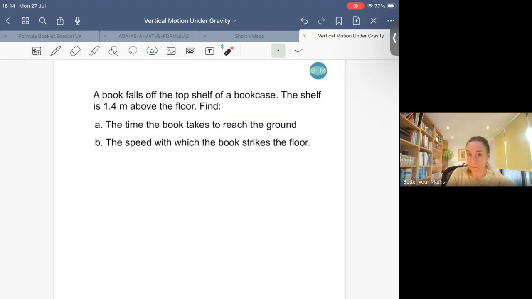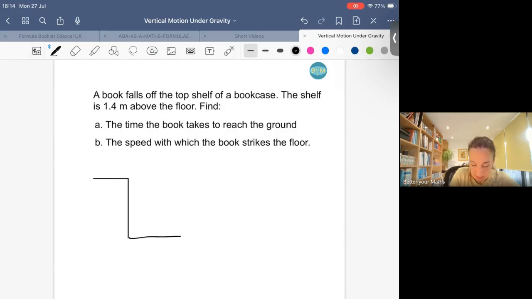You have something falling first. A book falls off the top of a shelf of a bookcase. So you have something like this. You have the ground. They say the shelf is 1.4 meters above the ground, so we know that this distance is 1.4 meters. And it falls from here. They ask us first the time it takes for the book to reach the ground. So we need this time here.